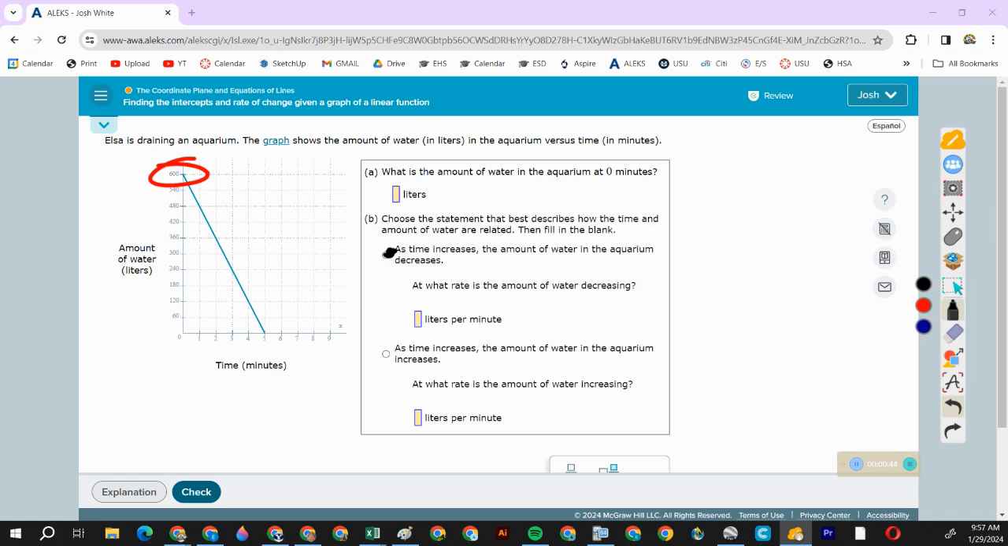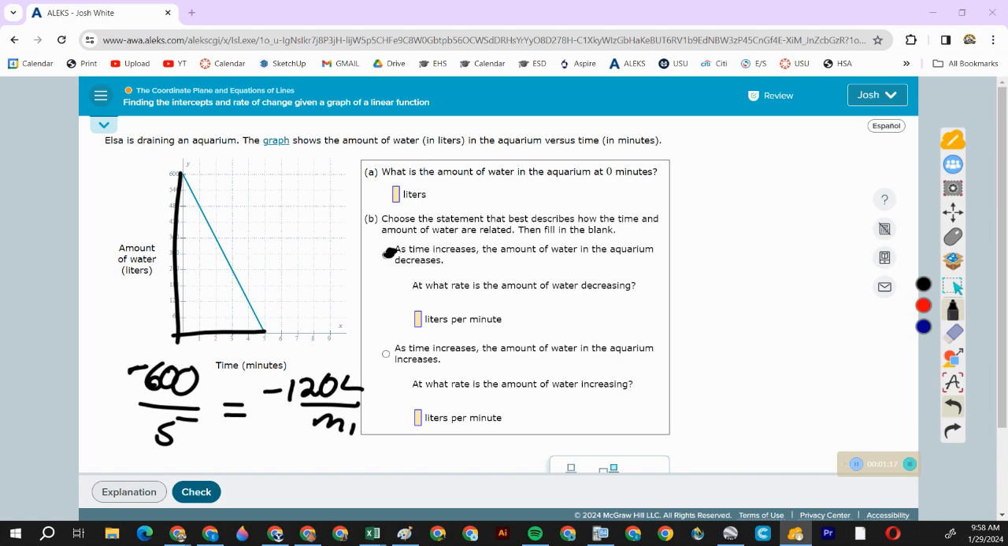And at what rate is the amount of water decreasing? So that's essentially the slope. So we have a drop of 120 liters every minute. So negative 120 liters over 1 minute. If you wanted to, you could say we did a drop of 600 in the course of 5 minutes and simplify that down, and that's where you're going to get 120 liters per minute. Oh, that looks like miles per minute.